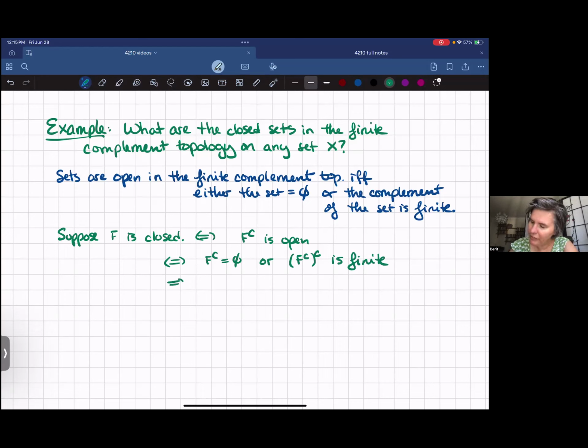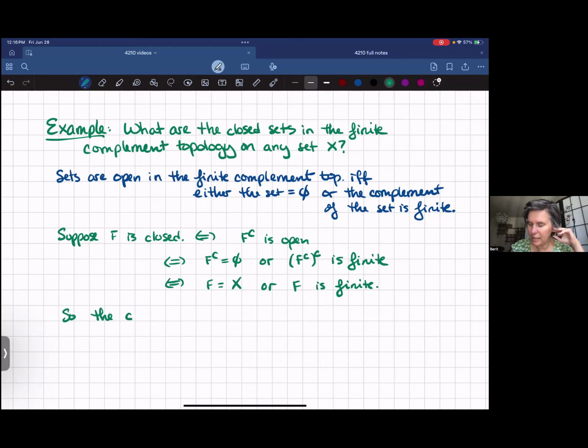which would be true if and only if, well, what does it mean if F complement is the empty set? So if F complement is the empty set, that means there's nothing that's not in F. That means F has to be everything. F is the whole space. Okay. Or, and now what is F complement complement? If I take a set and I take its complement, that's like its opposite, and then I take the complement of that, I get back to the original set again. F is finite.